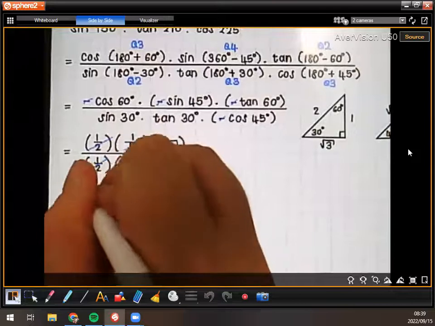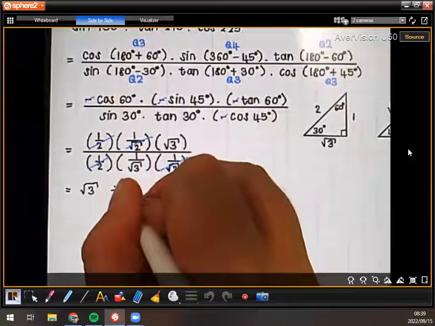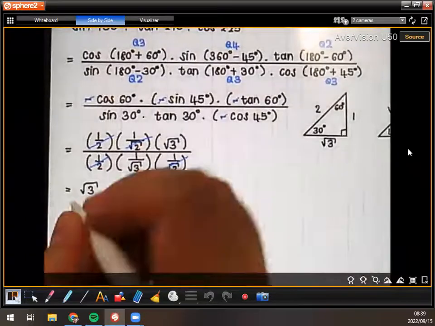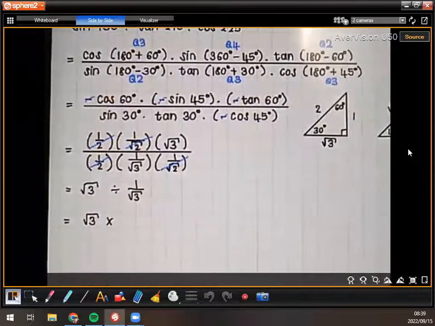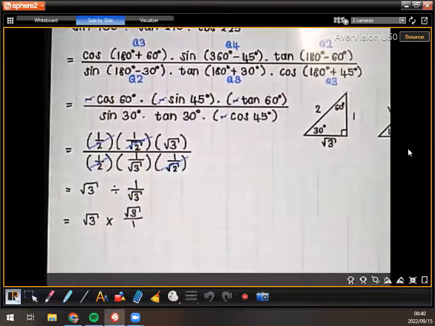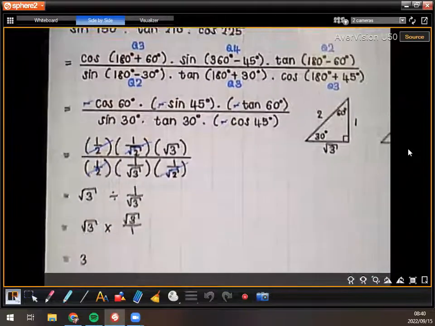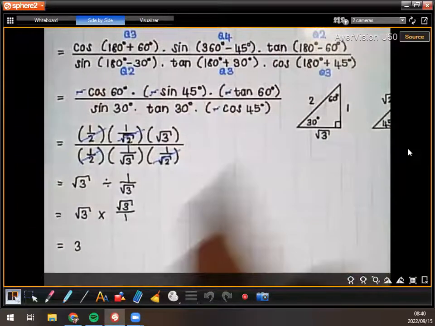So I'm just quickly going to write in a separate step, just so that you know what's happening if you look back at this. We actually have root 3 divided by 1 over root 3, which we now have to change to root 3 times, so that's the times, and then we must also tip the fraction. So root 3 over 1, which is basically just root 3. Right? And what is root 3 times root 3? 3. Okay. Those square roots cancel each other. So all of this that we started with is equal to 3.